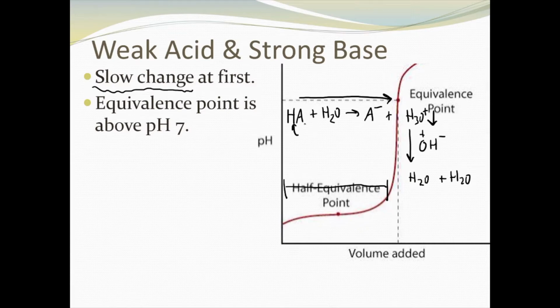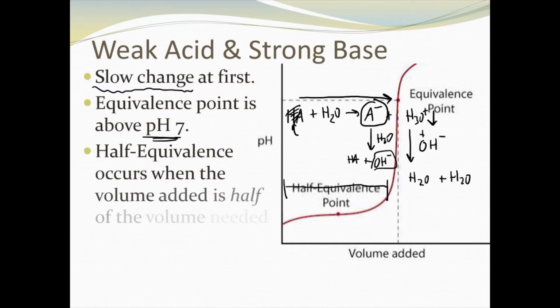Now, the reason that the equivalence point is above pH 7 is because once all of this is used up, you have a lot of this conjugate base, which can react with the water to create some amount of hydroxide, which is usually pretty small, and then HA, like so. So the reason it's above pH 7 is because as this equilibrium shifts forward, we're creating more of this conjugate base, which will create some amount of hydroxide, which makes the equivalence point slightly higher than pH 7.